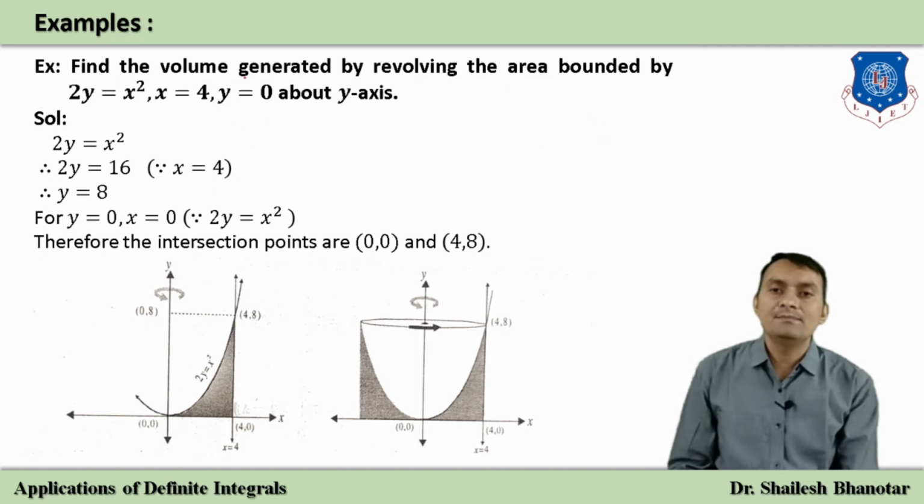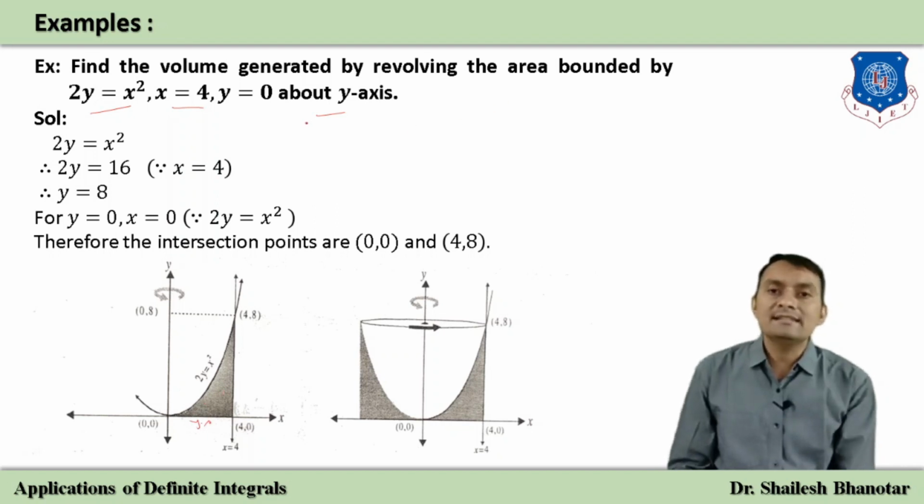Let us understand this with a simple question. Find the volume generated by the revolution of the area bounded by 2y equals x square, x equals 4, and y equals 0 about the y-axis. This is our curve 2y equals x square, which is a parabola. x equals 4 is this line, and y equals 0 is this line. So our bounded region looks like this.